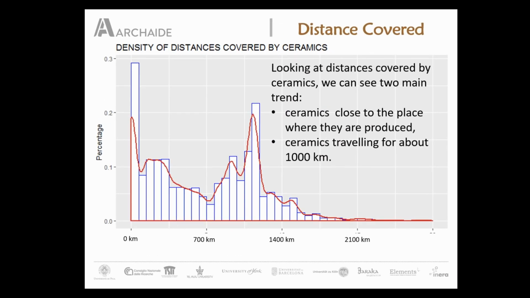We also analyze the distance covered by the productions. What is of interest is obviously that many of the ceramics are close to the place where they are produced. That is obvious. Anyway, there is another peak around 1,000 kilometers that is interesting to understand, that is mainly related to the way of transportation of this kind of commodity. Anyway, we have to analyze this field more in depth.